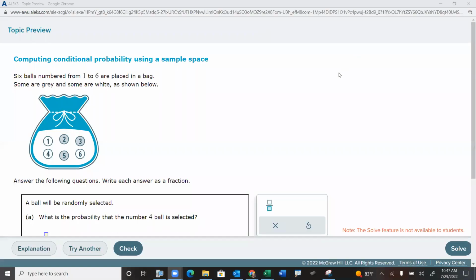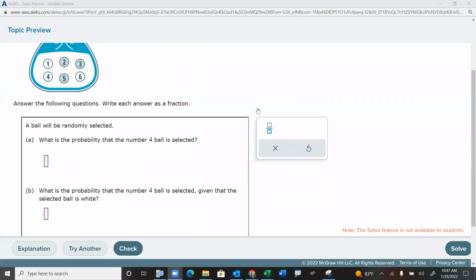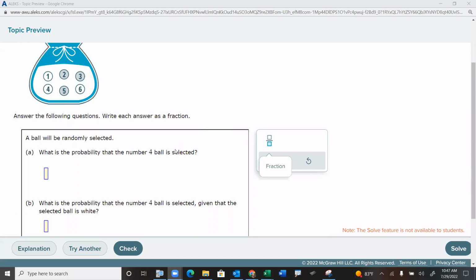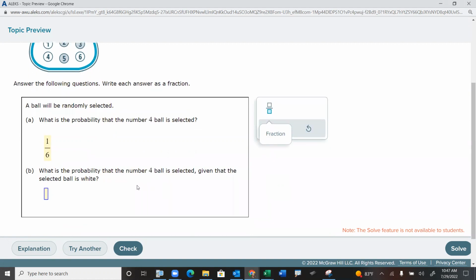So for this one, we have 6 balls numbered 1 to 6, placed in a bag. Some are gray, some are white, as shown below. Oh, good. I can tell the difference, even though I'm colorblind. All right, a ball will be randomly selected. What's the probability that the number 4 is selected? Well, there's only one way to get a 4 out of 6 choices. Boom, that's it. That was pretty easy.